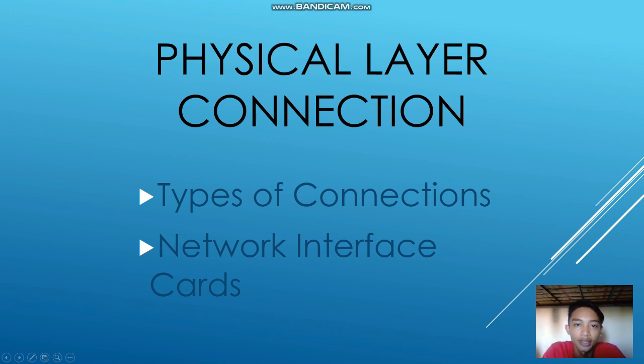The physical layer connection, types of connection, whether you're connecting to a local printer in a home or a website in another country. Before any network communication can occur, a physical connection to a local network must be established. A physical connection can be a wired connection using a cable or a wireless connection using radio waves.